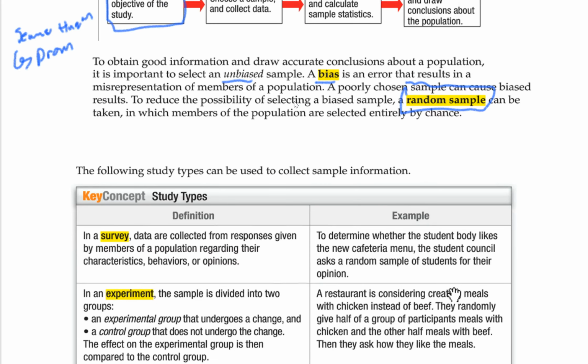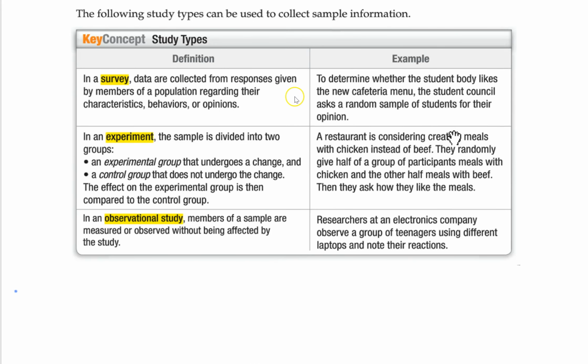Now let's talk about different ways you could do a study. There's three main ones. You could do a survey, which is just as it sounds. You give a little form, you fill out a survey, a little questionnaire. That's a survey. So for example, we're trying to figure out what's the best food to have in the cafeteria. The best way to do it is to just give a survey to the students. That's what it says here.